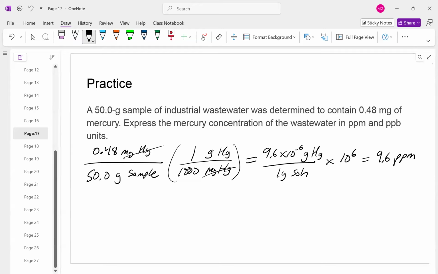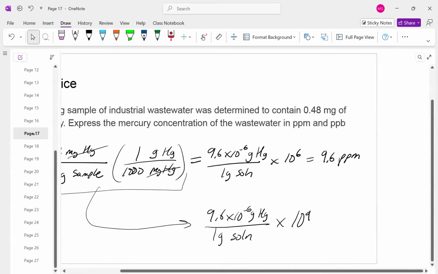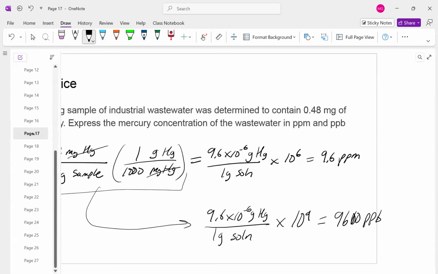Now, if I want to express this as parts per billion, I'm going to do the same exact thing. So all of this is exactly the same. I get the same end result here. I just multiply by 10 to the ninth. And that's 9,600 parts per billion.